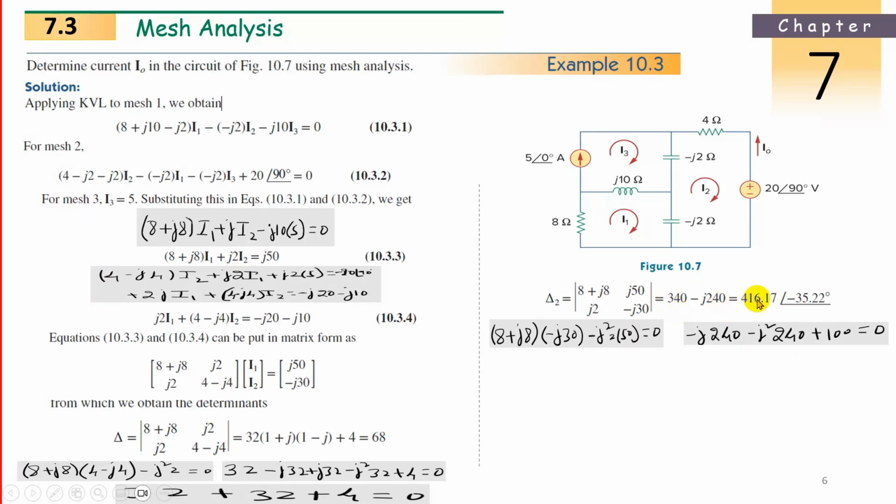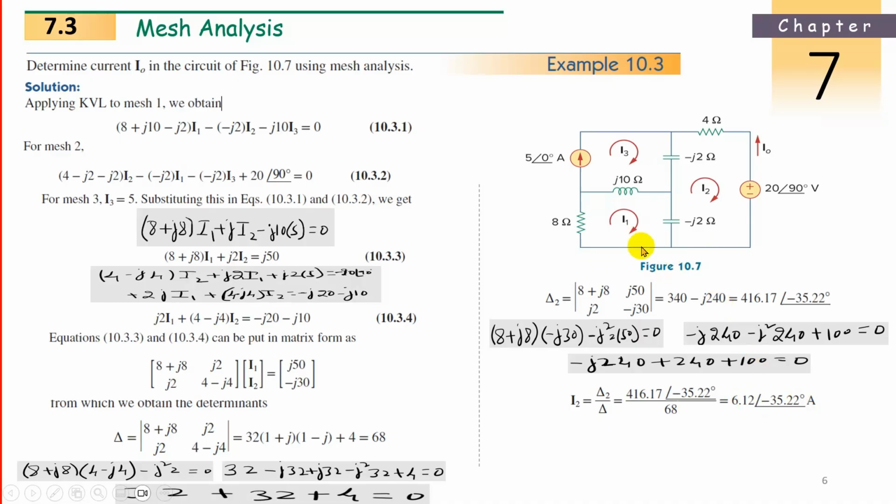Now convert it into polar. It becomes 416.17 at an angle of minus 35.22 degrees. So like this, we got delta 2. Once we have delta 2, what is I2? I2 is nothing but delta 2 divided by delta. We know delta and we know delta 2. So I2 is 416.17 at an angle of minus 35.22 degrees divided by the real number 68. So directly, not in polar, we can divide 416.17 by 68 and you will get 6.12 at the same angle, no change, that is minus 35.22 degrees.